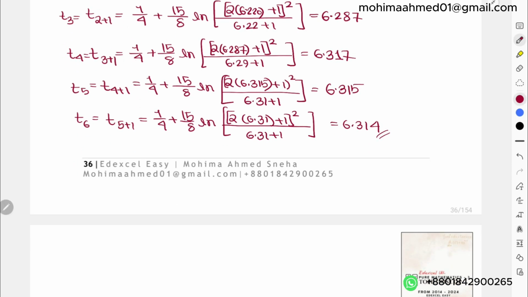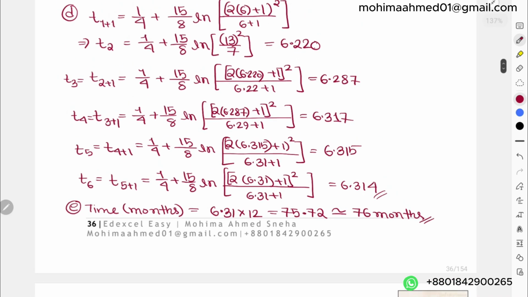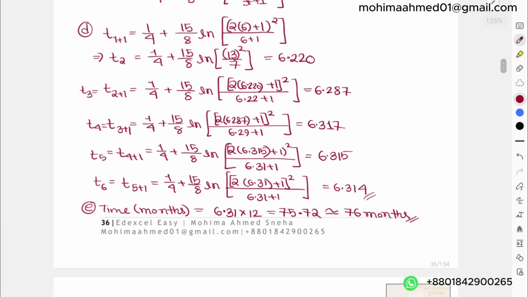So for part E, that is a very simple part. You just have to write time. Now we're trying to find out time in months, but in the question we got the time in years. And I can see that the repetitive part here is 6.31 times 12, which is 75.72. That is approximately 76 months. So I can accept 76 months over here. After 76 months of trading, the company will again try to make profit, right?